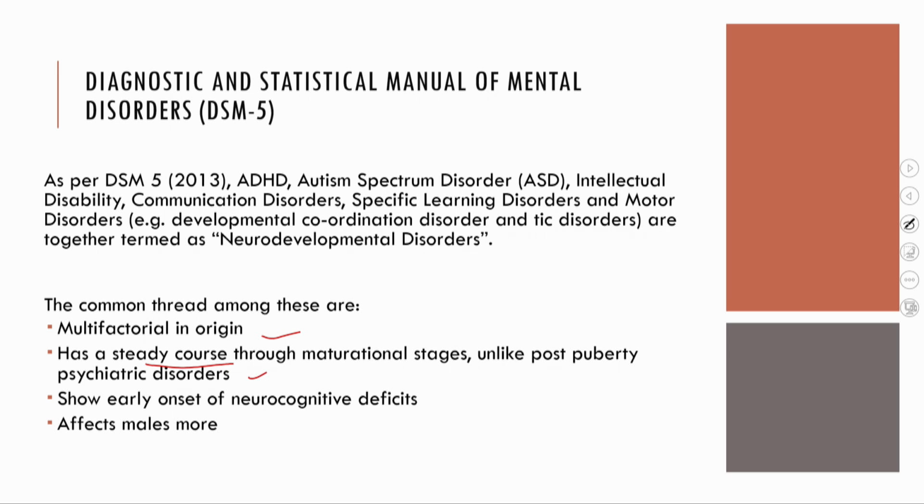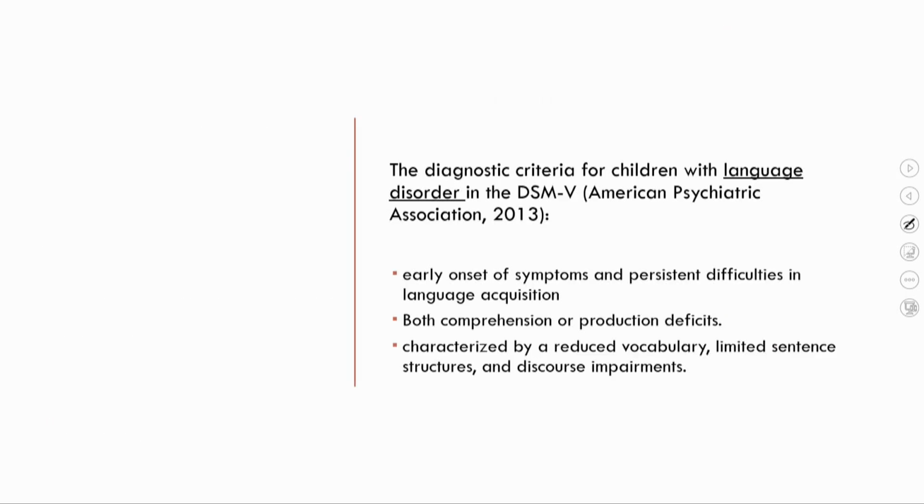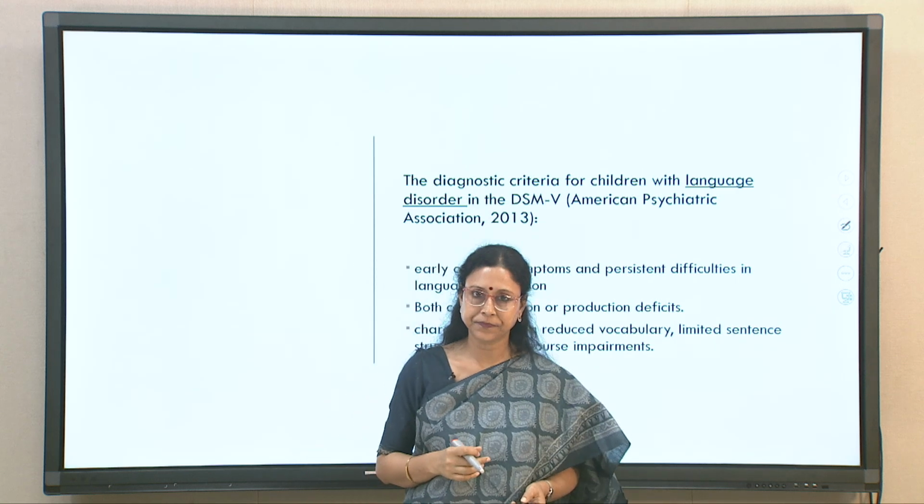Then slow early onset of neurocognitive deficits. In the beginning, the neurocognitive deficits will onset very slowly, they will reveal themselves, and typically, though not always, it affects males more. Most of the time it is the males who get affected. Not always, there is no one size fits all, but this is a general trend.